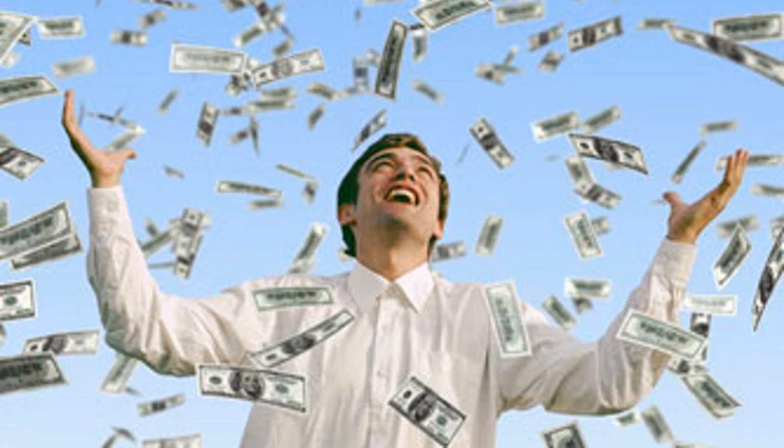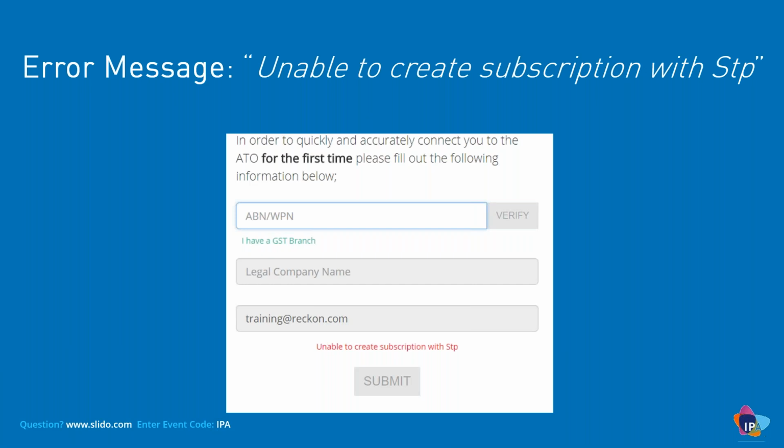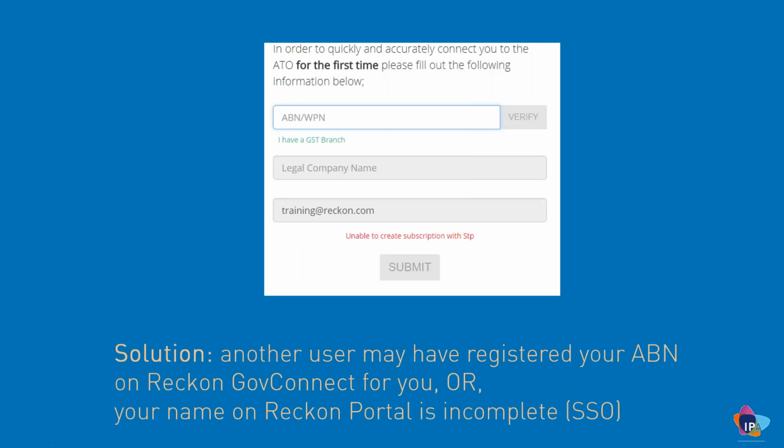If you follow the steps outlined here, you should have very few difficulties, but from time to time you may encounter some sort of errors, and here are some of the more common ones. Even in the creation of your STP account, you might get a message saying unable to create subscription with STP. This is likely to happen when one of two things happen.